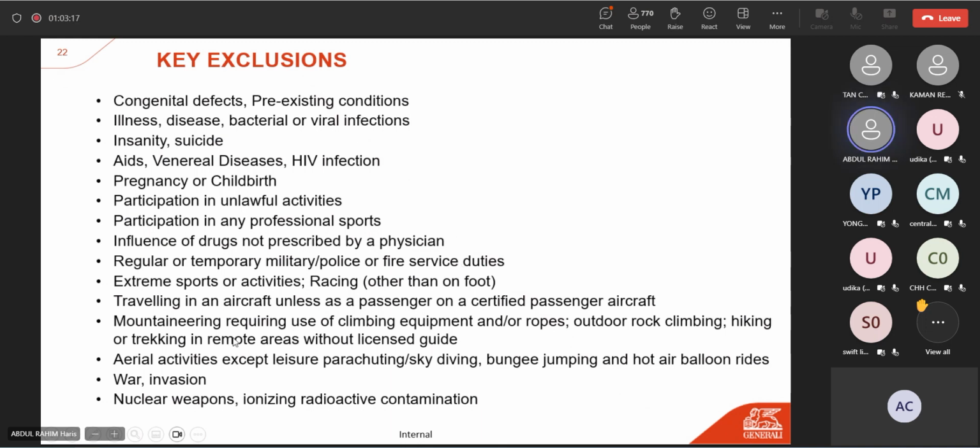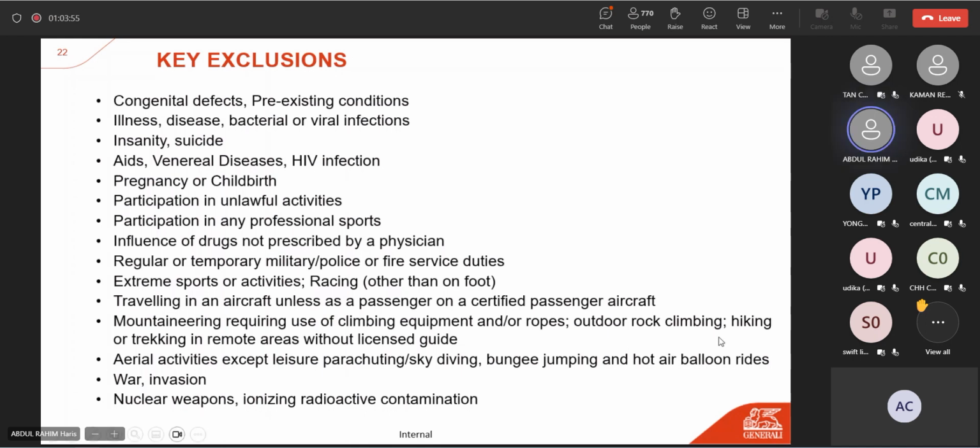Yeah, next one to highlight is on mountaineering. This is also a question. I think one of the questions came out is on the height restriction on mountaineering. There is no height restriction for mountaineering, but do note that it is excluded once there is a use of climbing equipment and or ropes. Okay, and any outdoor rock climbing is excluded. And if you're hiking or trekking in remote areas without any licensed guide from a licensed tour operator, then that is also not covered.